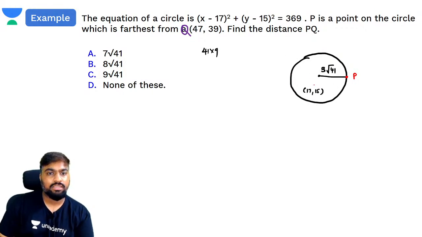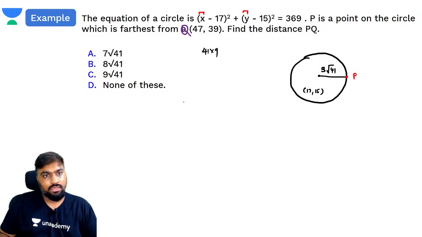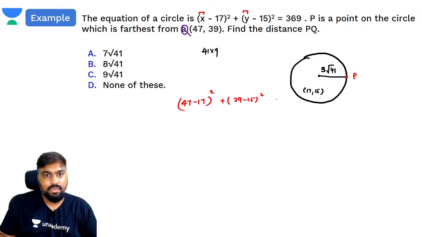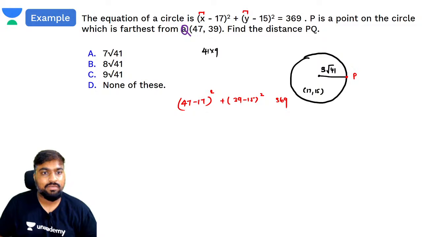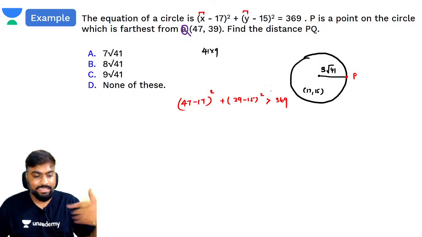If Q lies on the circle, then 47 in place of x and 39 in place of y should satisfy the equation. So let's check. 47 minus 17 squared plus 39 minus 15 squared, what is its relation with 369? 30 square itself is 900. So this is way larger than the given, it's exceeding the given equation.